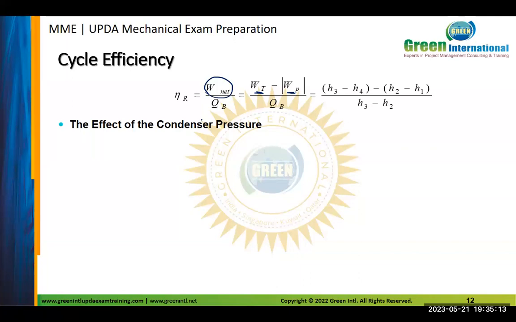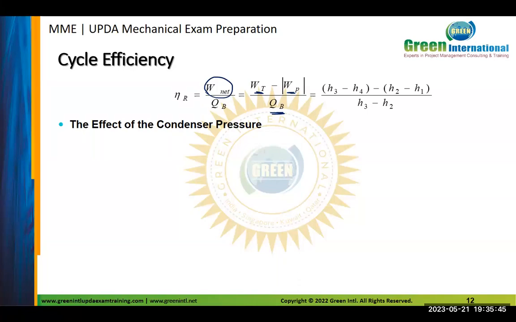Divided by the source of the heat, which is the input, so divided by Q boiler. Can we improve the efficiency and the power obtained? Yes, we can. How to improve that? In two ways. The numerator is the work turbine, so increase the work turbine. The denominator is the Q added, so decrease the Q added. Both cases improve our efficiency.